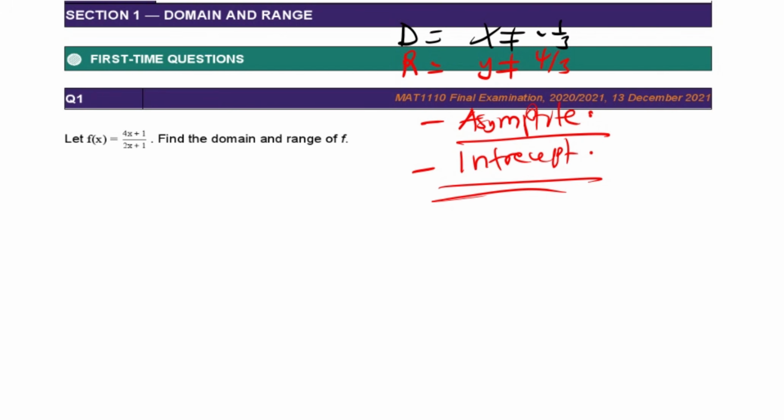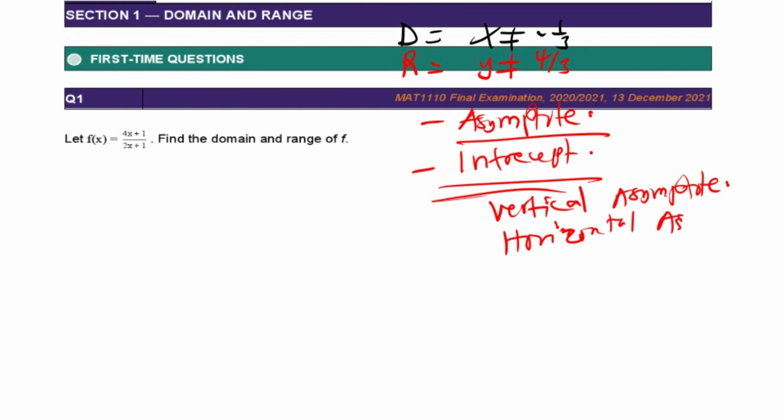Or let me say, we say the vertical asymptote and the horizontal asymptote. To make things clear, the vertical asymptote is the same as the domain, and the horizontal asymptote is the same as the range. So now, the issue is this. Under rational function, if you know how to find the domain, then you know how to find the range.